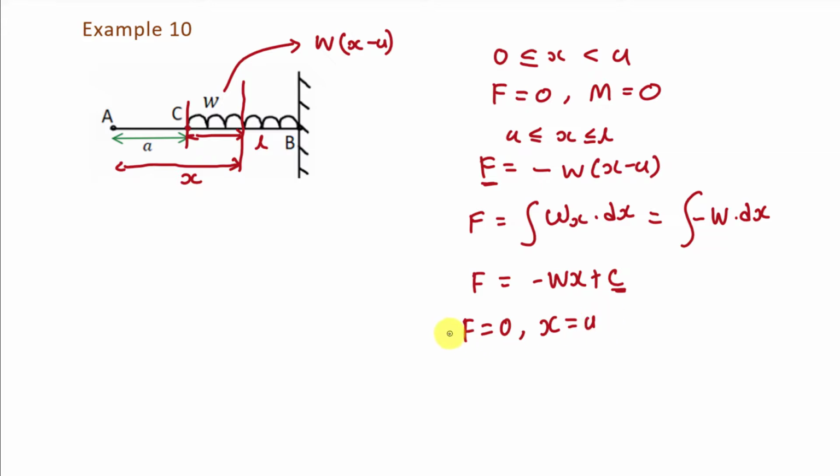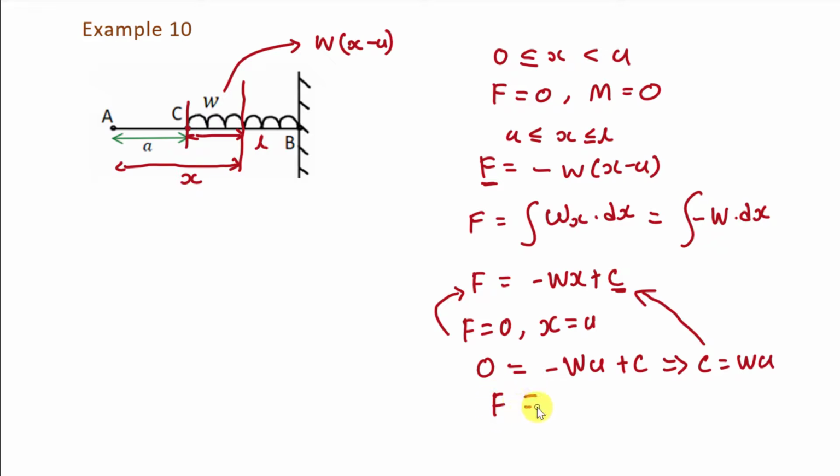Now if we put this boundary condition in this expression, then 0 is equal to minus WA plus C. So finally we will get the value of C is equal to W into A. Correct? And now we will put the value of C here. So finally we will get shear force F is equal to minus Wx plus WA.